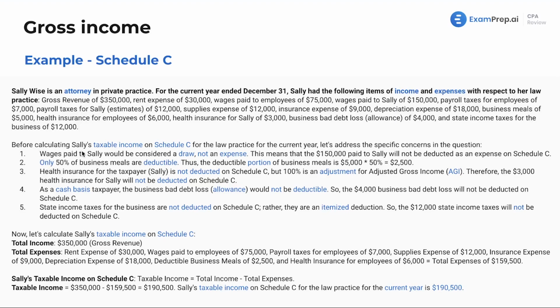Now, before calculating Sally's taxable income on Schedule C for the law practice for the current year, let's address the specific concerns in the question. What are the wages paid to Sally? Well, wages paid to Sally are going to be considered a draw, not an expense. And this is something we'll see a lot more when we deal with S-corps and partnerships. So any wages paid to the owners of this, so wages paid to Sally, these are considered a draw.